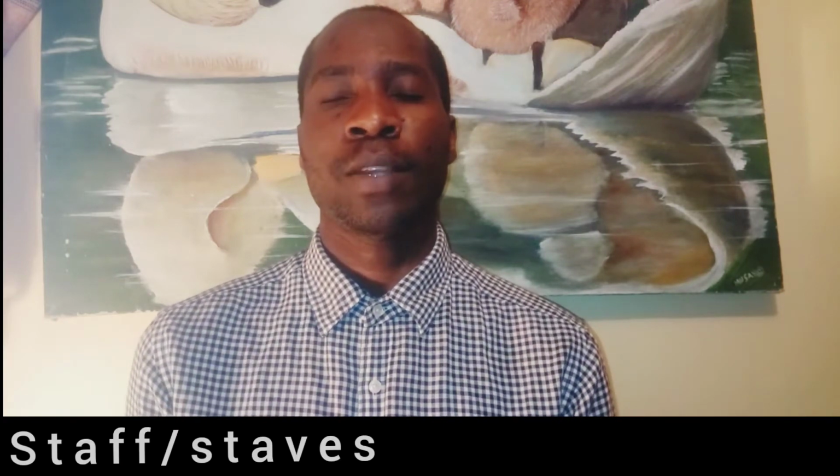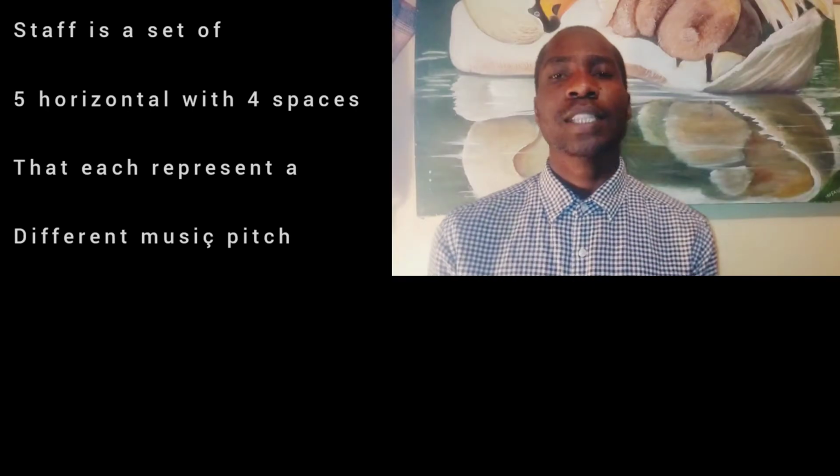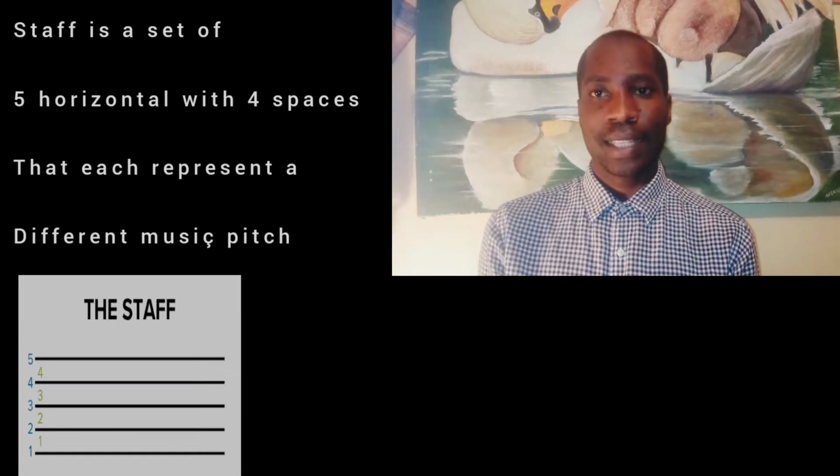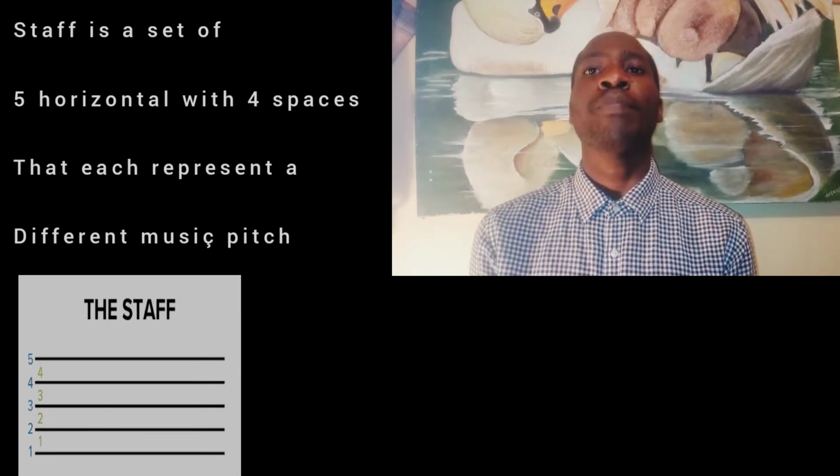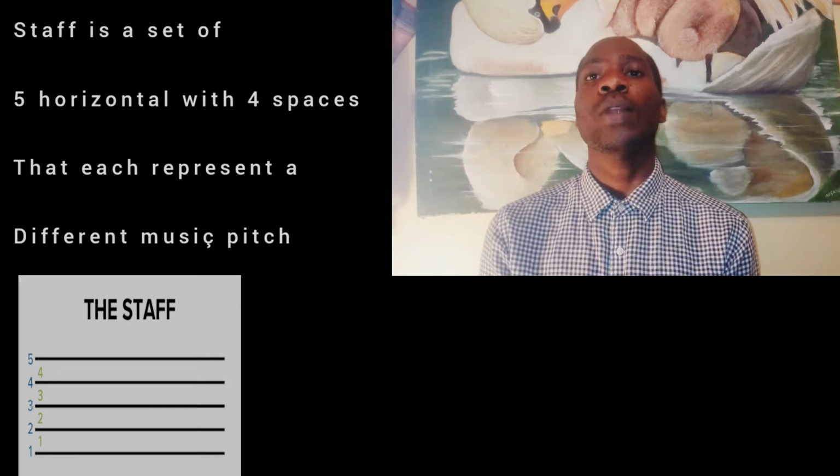So, moving on to the staff, or staffs in plural. A staff is simply the 5 lines that are drawn, and these 5 lines are parallel to each other, moving horizontally. The 5 lines have 4 spaces. That's what we call a staff.